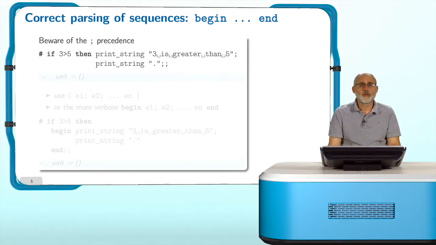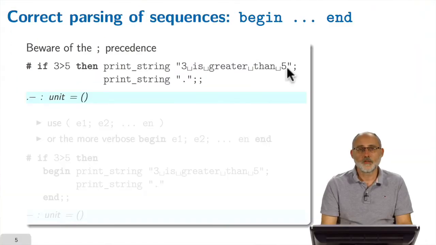A word of caution when you're starting using the semicolon, because it is tempting to start writing pieces of code like this one. I mean, if condition, then print a string, then semicolon, then print some other string, and something like this. The indentation lets you think that actually these two print statements will be executed only in the then branch, but as soon as you hit enter, you will see that unfortunately there is this dot here that comes from this print statement here, which means that actually the semicolon here is binding less than the other constructs.